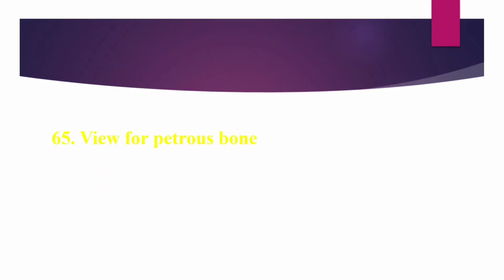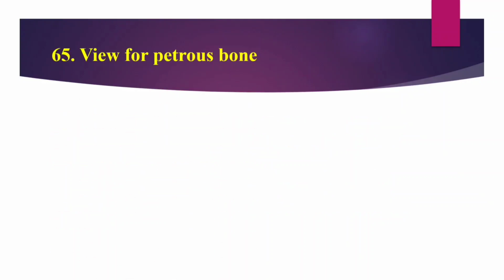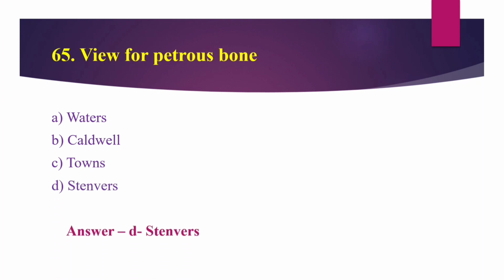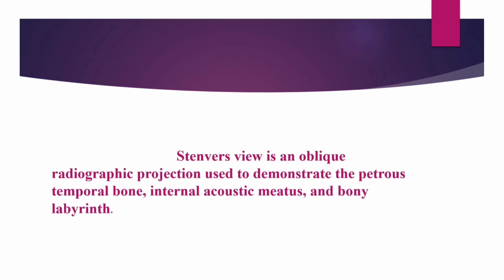Moving on to the next question, number 65. View for petrous bone. Option A, Waters view, option B, Caldwell view, option C, Towne's view, and option D, Stenvers view. The answer is option D, Stenvers. Now let's see the explanation. Stenvers view is an oblique radiographic projection used to demonstrate the petrous temporal bone, internal acoustic meatus, and bony labyrinth.